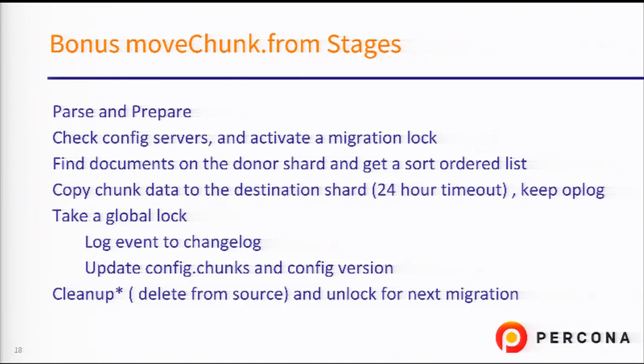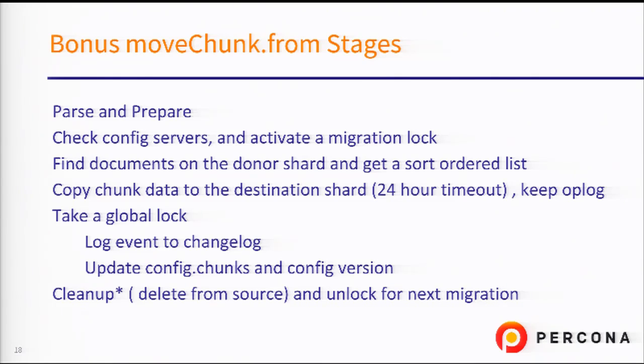So I talked earlier about the stages, and I put this in this slide deck because we are going to share these slide decks out after this conference. I talked about phases 1, 2, 3, 4, 5, and 6. What actually is happening is that in the first phase, it is just parsing the request and preparing for that, making sure nothing else is running that should block it. Then it goes to the config servers and activates one of those migration locks in the locks collection to say, nobody else try to do a migration, I'm about to do a migration.